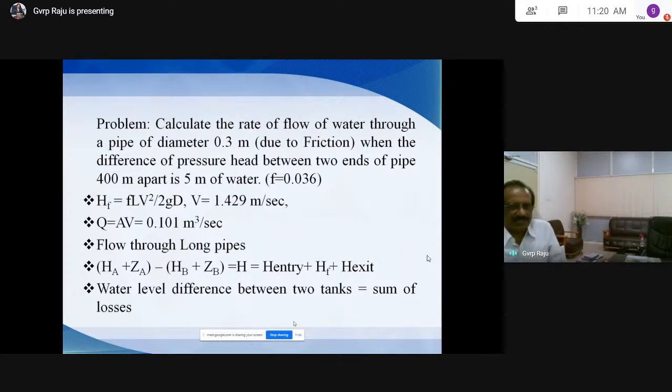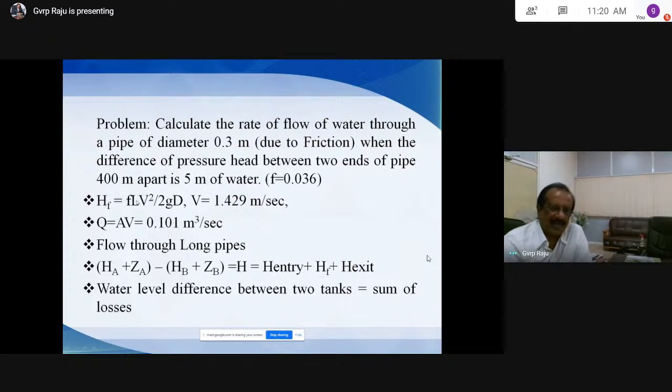Then we have the equation here. Difference of pressure head between two ends of the pipe apart is 5 meters of water. So he has given 5 meters. The head loss due to friction: the head difference is caused due to head loss due to friction. In other words, the water level difference between two reservoirs, that is the loss of head between section 1 and 2, is equal to the losses here, which is equal to hf. That's why for hf we can take the value of H, which is 5 meters here.